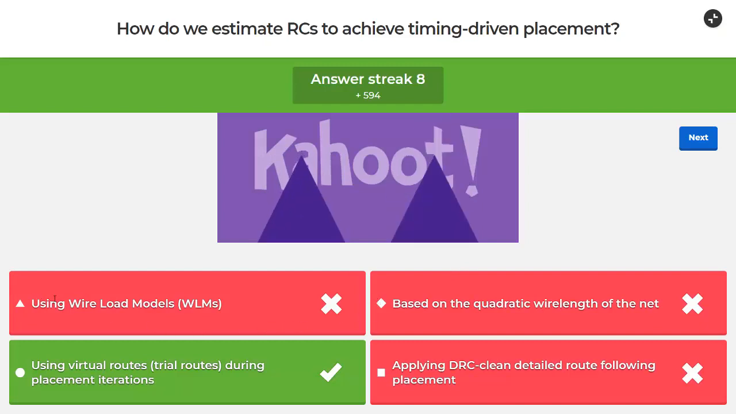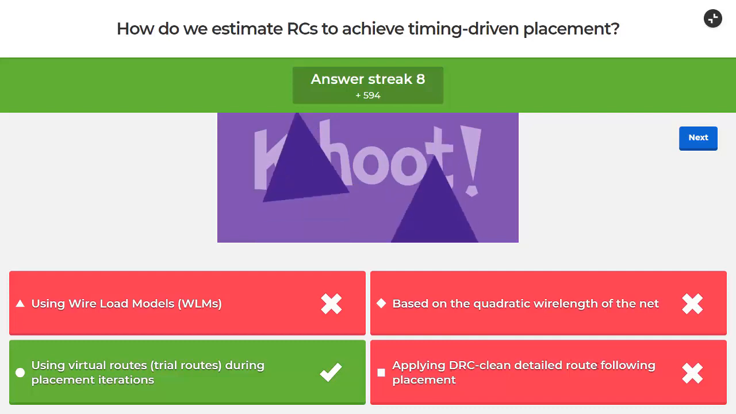So using wire load models is not the way to do it. We said that wire load models are really bad. They're real ugly. They're just kind of good for real old synthesis. What we want to do is really have good estimation. Based on the quadratic wire length, and the quadratic wire length is a nice thing. It gives us some sort of estimation, some sort of ballpark or order of magnitude of what our wire length is, but it's just an estimator used for optimization. It's not something for actually measuring what the RC of a net is.